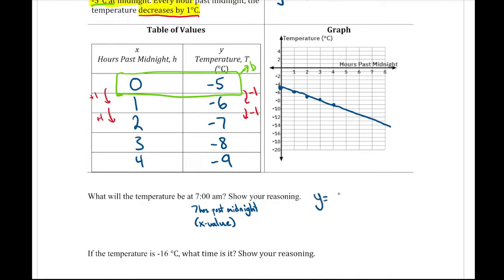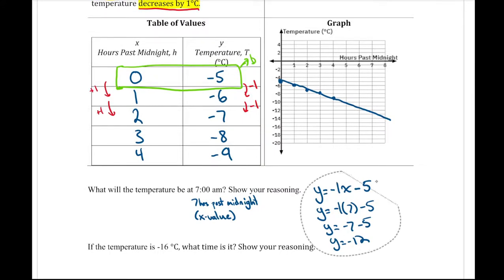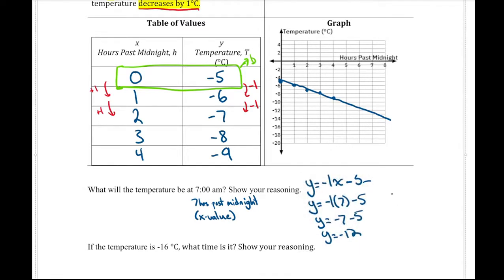So I do have the nice equation, y equals negative 1x minus 5, and I can plug that value for x in and solve for y. So y equals negative 1 times 7 minus 5, y equals negative 7 minus 5, y equals negative 12. So that means therefore it is negative 12 degrees Celsius at 7 a.m.